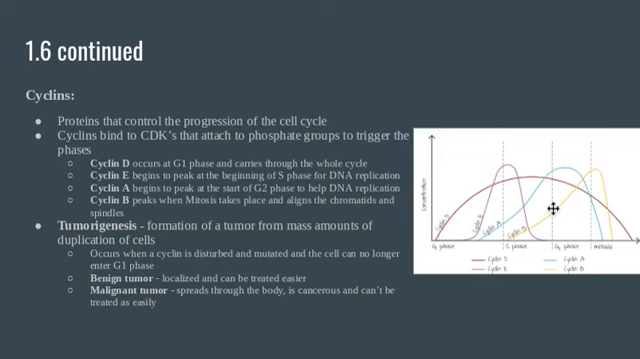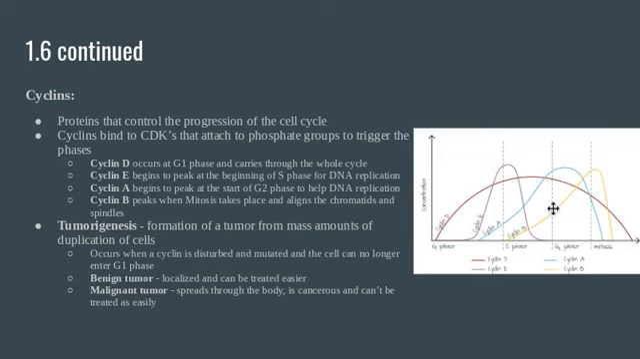And we also have tumors, and the formation of a tumor is just from a massive amount of duplication of cells, and this occurs when a cyclin is disturbed and mutated, and then the cell is no longer able to enter G1 phase, and you can tell that someone has cancer cells or a tumor, because the cell is, for the most part, in mitosis, because it can't be in G1 phase. It just keeps duplicating.